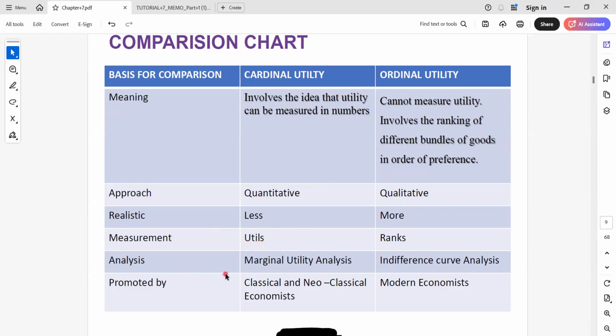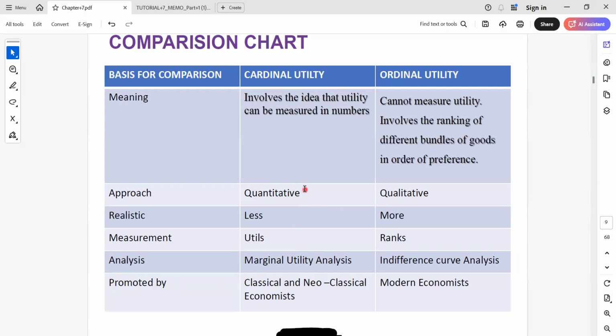And then the analysis for cardinal utility is marginal utility analysis. We're going to get into this as we progress. And then it is promoted by classical and neoclassical economists. So these are the economists that promote cardinal utility. What you have to know with cardinal utility, I think it's very easy to remember, because it is what we're actually doing in this chapter. It involves the idea that utility can be measured in numbers.